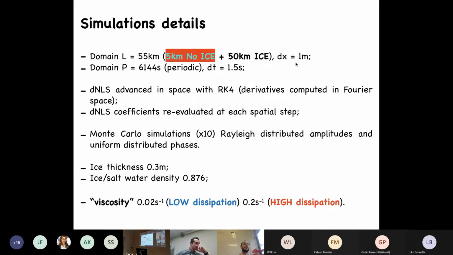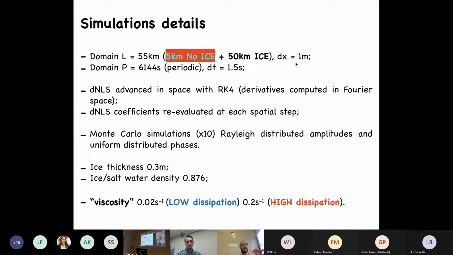So some simulation details. I'll analyze a domain that's 55 kilometers long, in which the first 5 kilometers present no ice, so you can see the standard nonlinear Schrödinger equation, and the other 50 with ice. With a resolution of 1 meter, the domain is periodic, and it's 6,144 seconds. And I advanced the DNLS in space with a fourth-order Runge-Kutta algorithm. And I used the Fourier transform to compute the derivative, actually the derivative in time, not in space. There is a mistake there.